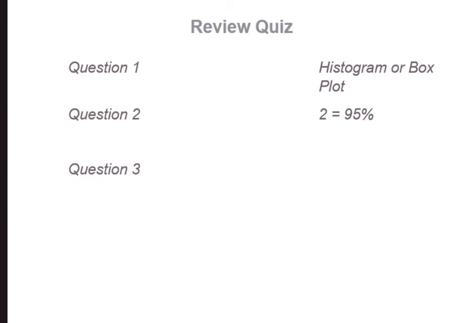Question 3. A normal distribution looks like what shape? The answer is a bell curve. In a normal distribution, the mean equals the median, which will equal the mode.